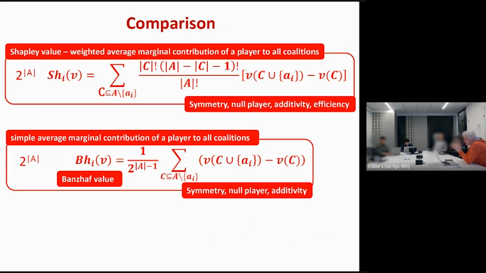There is a different kind of value. In voting games and so on, different things are considered, and a different way to share the payoff is the Banzhaf value. The definition of the Banzhaf value is this. So essentially, now you don't.